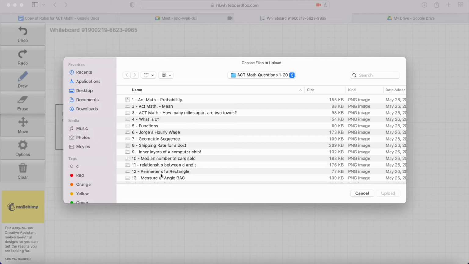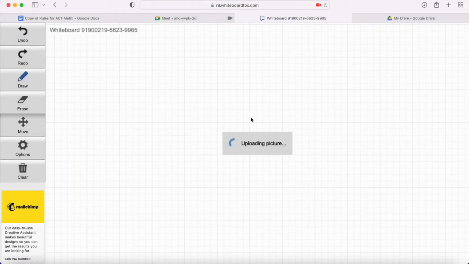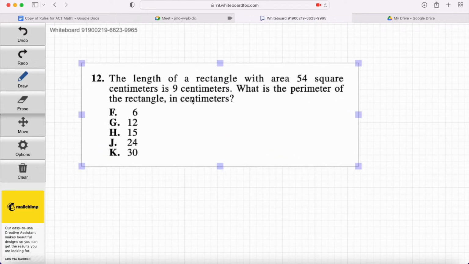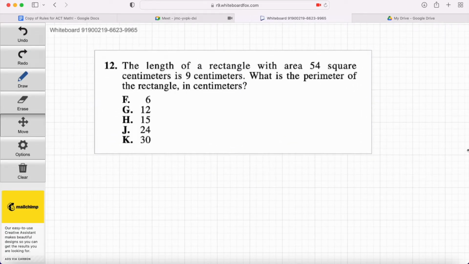That was number 11. Let's do, oh, a little geometry here. Uh-oh. A little geometry. That's all right. All right, go and read number 12 for us, please. The length of a rectangle with area of 54 square centimeters is 9 centimeters. What is the perimeter of the rectangle in centimeters?